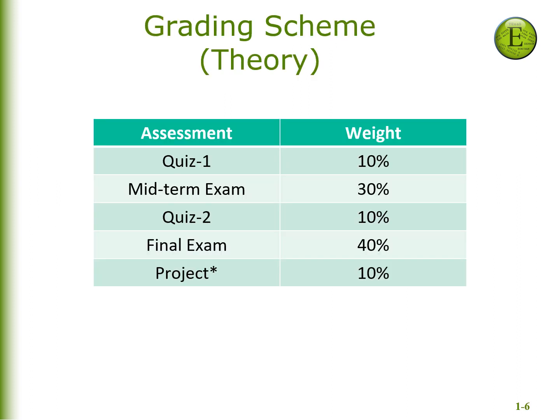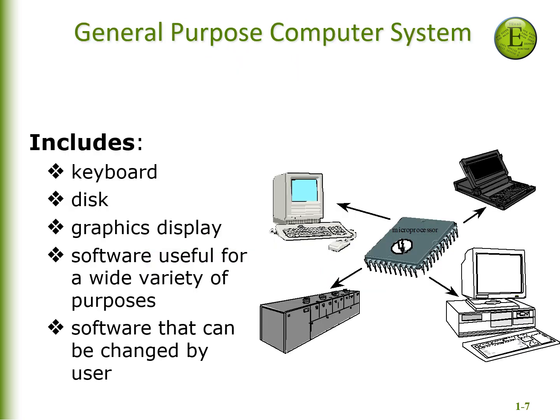The breakdown of the theory grade is as follows. There are going to be 2 quizzes constituting 20% of the grade, 10% by each quiz. Midterm exam 30%, final exam 40%, and then there is going to be a single course project, whose one component will contribute to your theory grade, that will be about 10%. For the breakdown of your lab grade, please consult Mr. Shujat Ali for details. Alright, now let us try to understand embedded system and microcontroller in more detail.